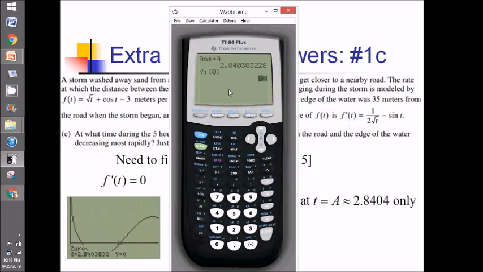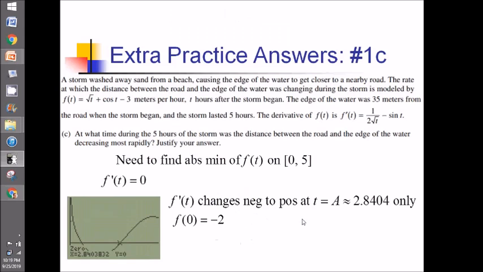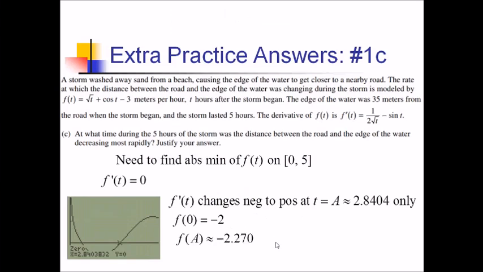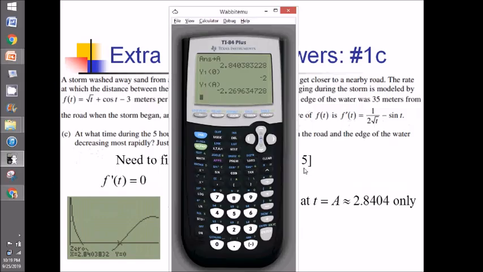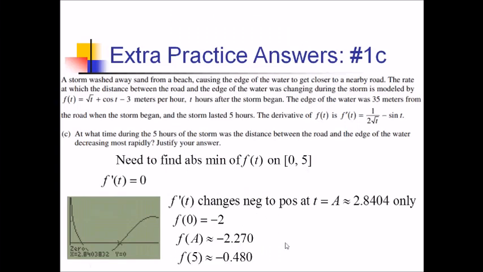Next, I'm going to plug in A to that same function. So I'm just going to go and yank my input from before, and I'm going to replace 0 with alpha A. So there we go. And that comes out to about -2.2696. And finally, I need to test out 5. So back to the calculator we go, yanking that former input, putting 5 there instead of A. We get -0.480. So looking at all of these, the most negative value, the absolute min, is going to be at time A.